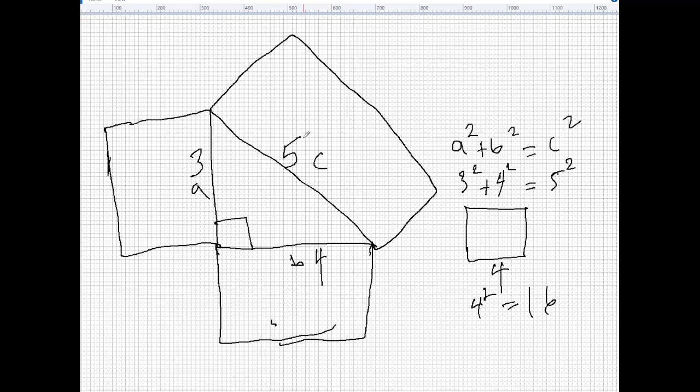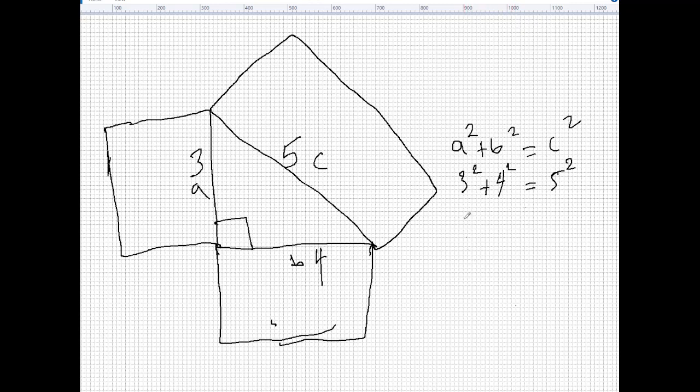So the sides of the triangle relate to each other by taking the square of the sides. So the square of A plus the square of B is going to equal the square of C. Now we're going to prove that. Let me just erase this. We're going to prove that by calculating the results of this.